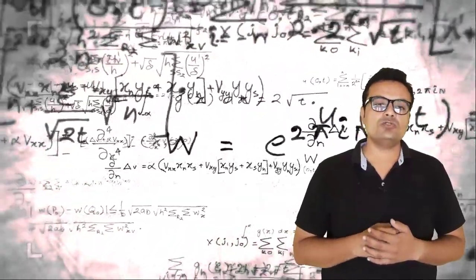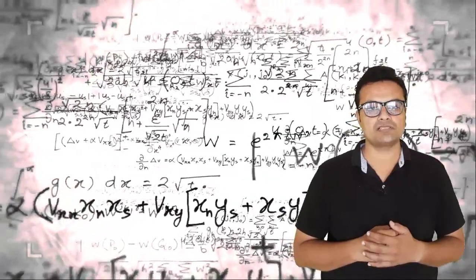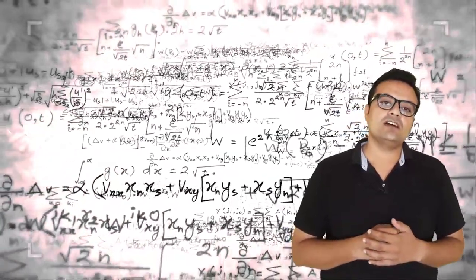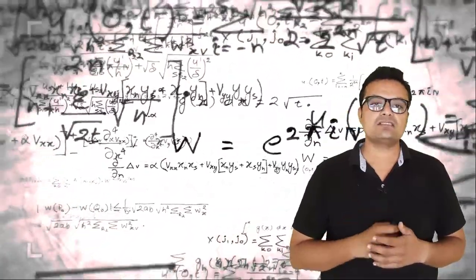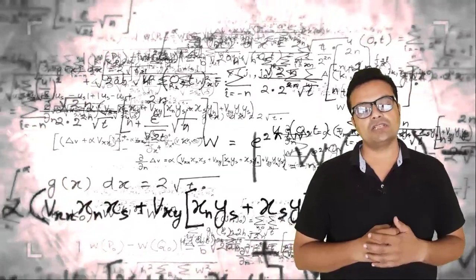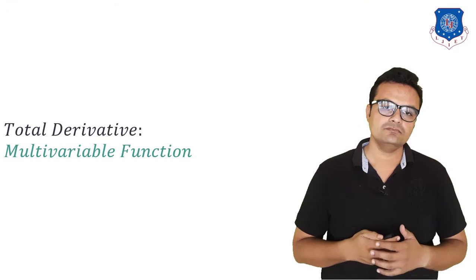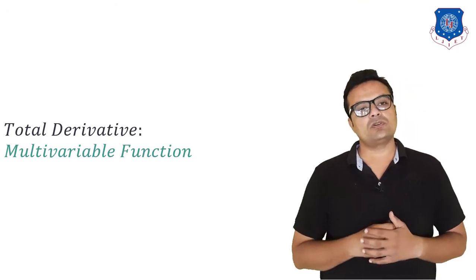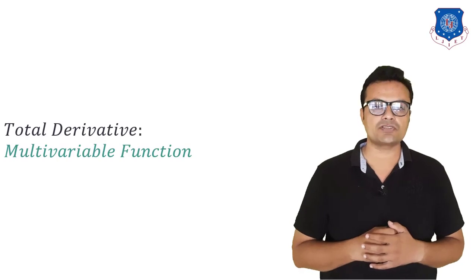Second case is how to generalize chain rule for function of two variables. Also we'll see how to go for the implicit derivative of the function. At last we'll see how to go for the multivariable derivative, that means partial derivative of higher order. So let us start with the first topic, that is total derivative in case of multivariable function.